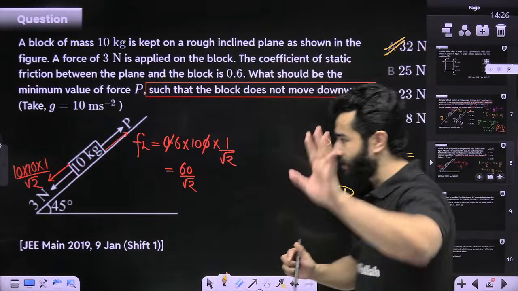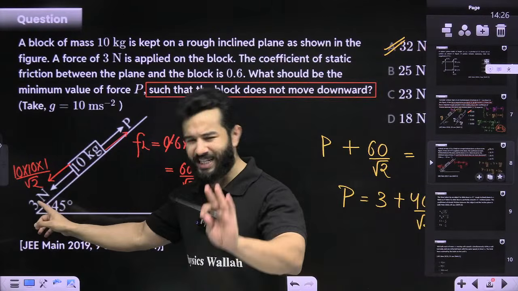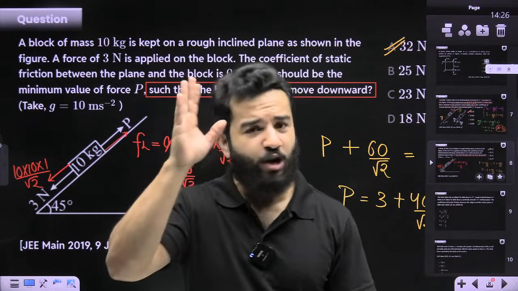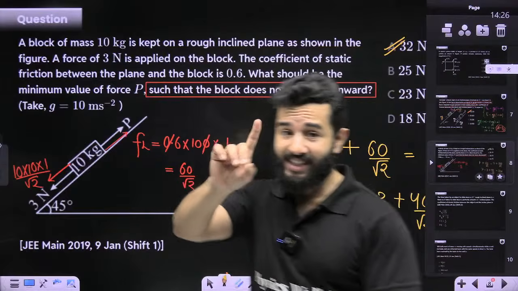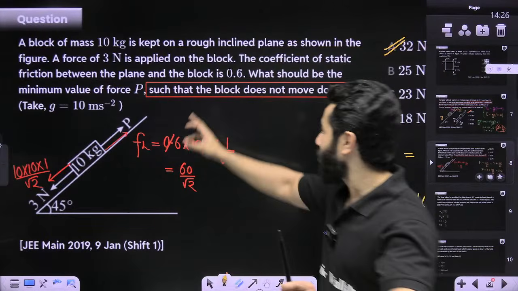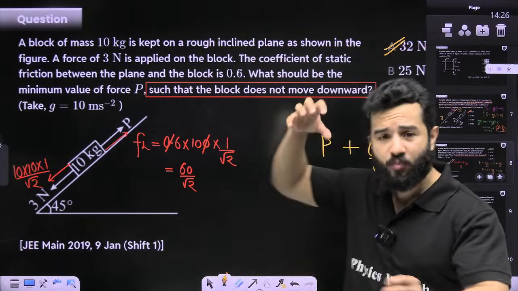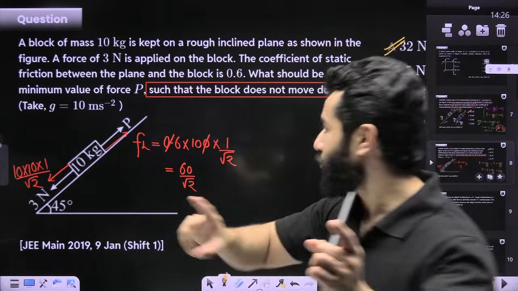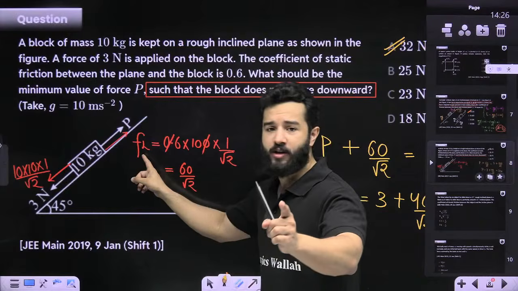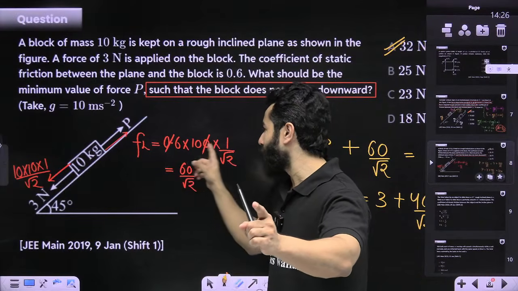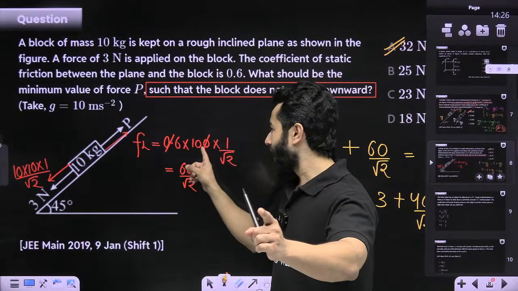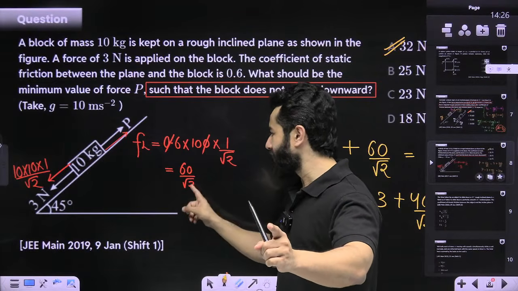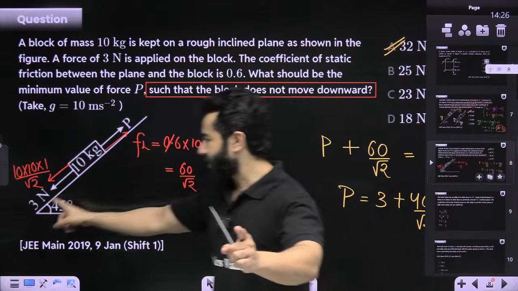See Farzana, they are saying that a 3 Newton force is acting. A force P is acting, and we want to find the value of force P. But the condition is to find the value of P such that it does not move downward. That means friction force should act upwards. Friction force will be mu mg cos theta. Mu mg, 10 into 10, cos 45 is 1 by root 2. This is 60 by root 2. This is P. This is 3 Newton.